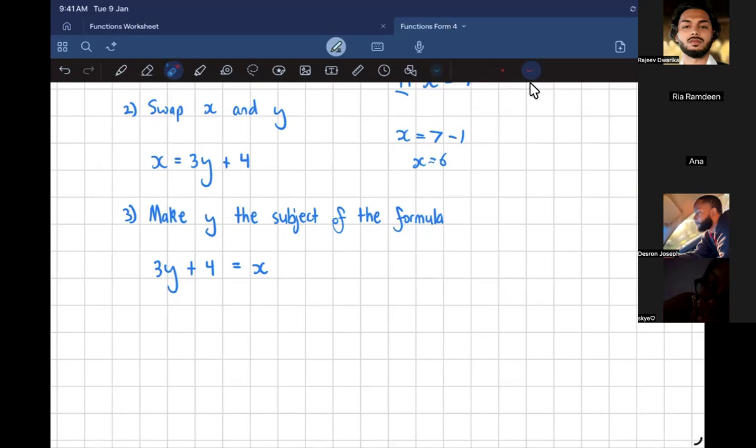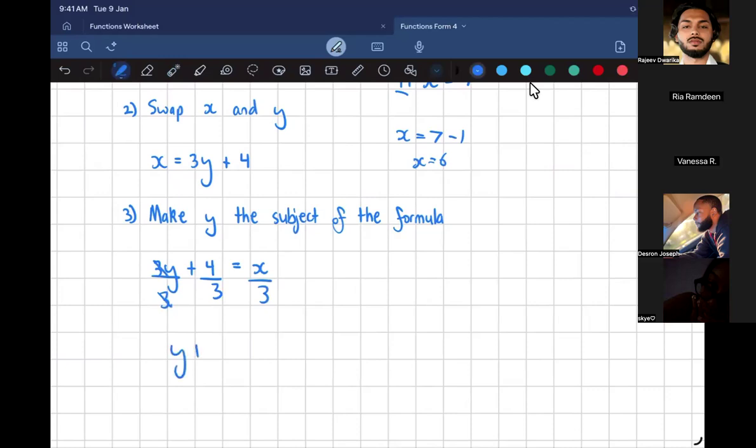I should move across the 4. Ria, are you confused by why I'm going to move across the 4 first? Yeah, a little bit. Okay. You're probably wondering why I can't divide by 3 first. If you divide by 3, you need to do it everywhere. So if you divide by 3 everywhere, you're going to end up with this.